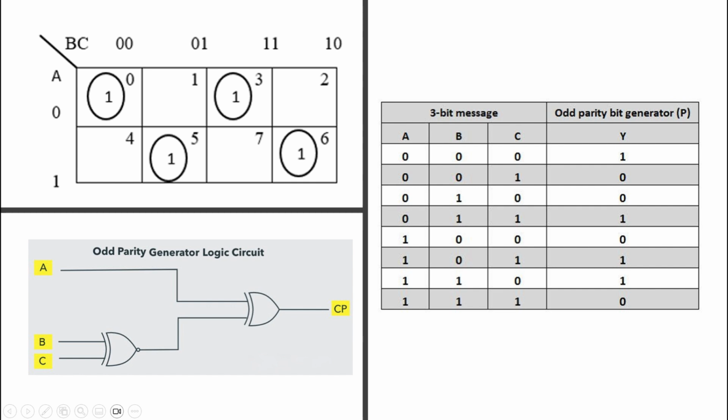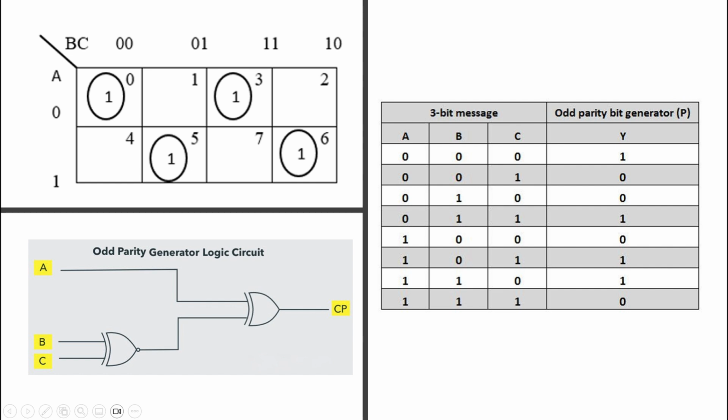Now look at the second row. A is 0, B is 0, C is 1. How many ones? 1. 1 is odd. For odd parity, if the data already has an odd number of ones, we add a 0. Look at the output Y. It says 0. Perfect. See? The truth table just follows the exact rule we learned earlier. Even number of ones means output 1. Odd number of ones means output 0.